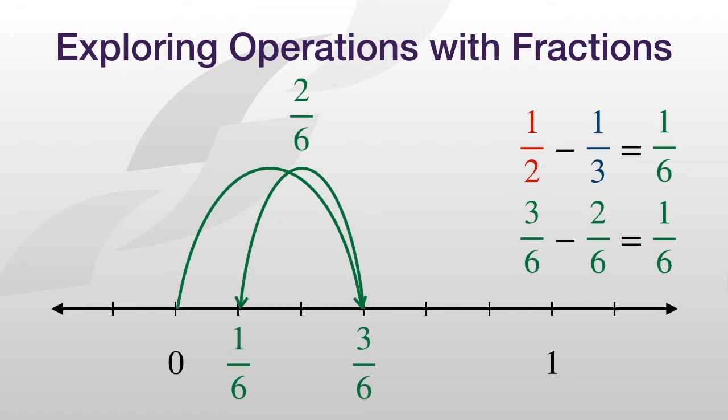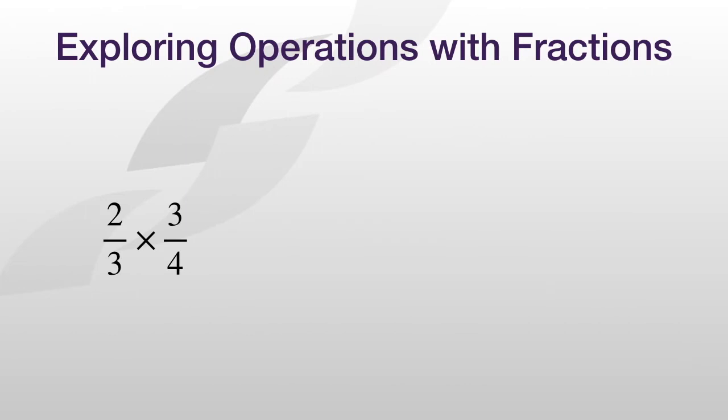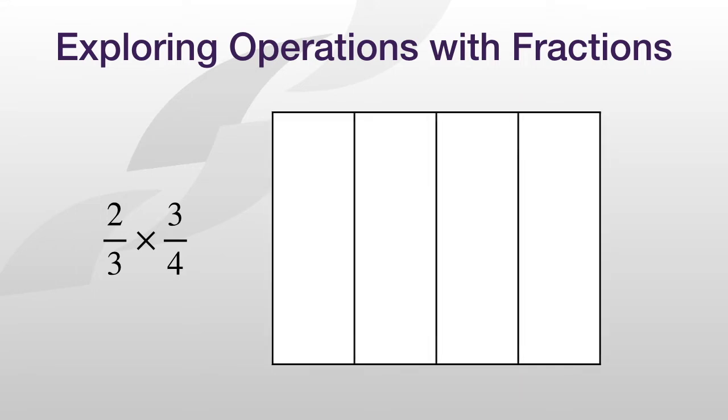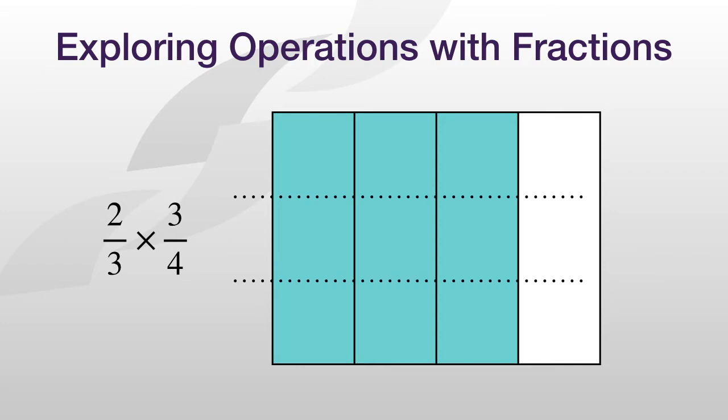Next, let's explore multiplying fractions. We can think of 2/3 times 3/4 as 2/3 of 3/4. Draw a rectangle and cut its length into quarters. Then shade 3/4. Draw lines to cut its width into thirds. Find 2 of these thirds, or rows.